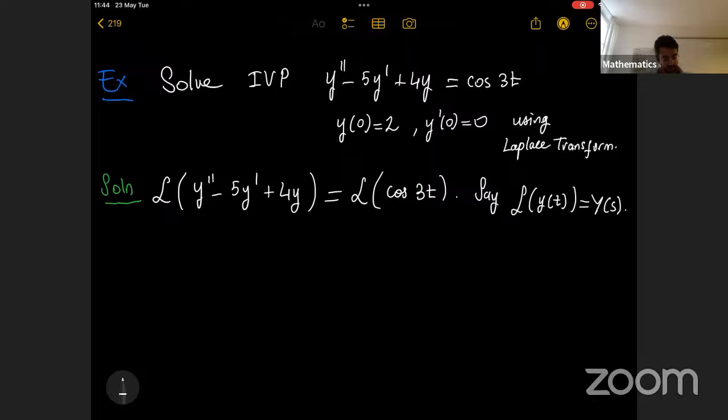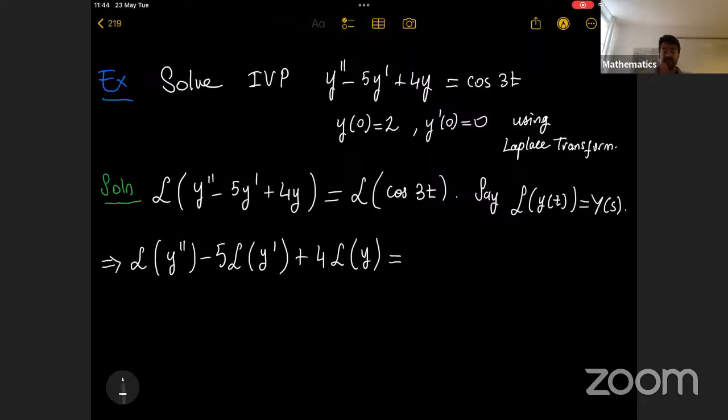So this tells you that you can split the Laplace transform of y double prime minus 5 times the Laplace transform of y prime, plus 4 times the Laplace transform of y, is equal to the Laplace transform of cosine 3t. And remember the Laplace transform of cosine at is s over s squared plus 3 squared, which is 9, okay? So it's equal to that.